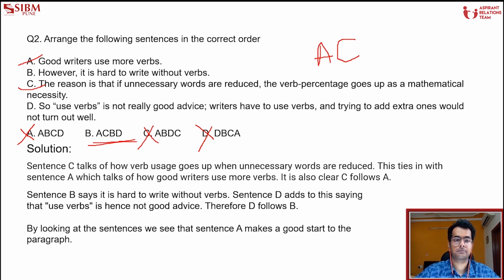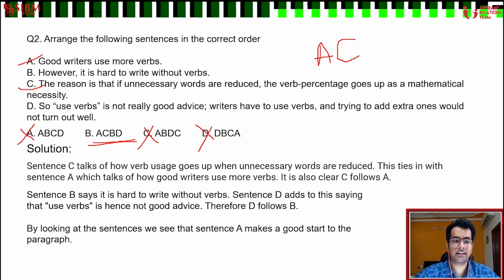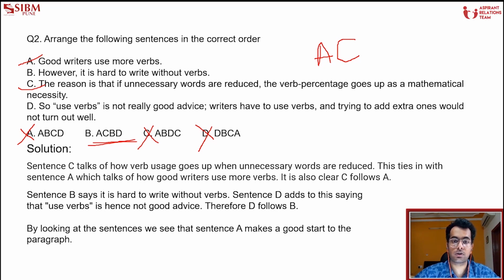So sentence B says it's hard to write without verbs. And sentence D adds to this, saying the use of verbs is hence not good advice. So we know that D will follow C. D will follow B, sorry. So we know that D will follow B.